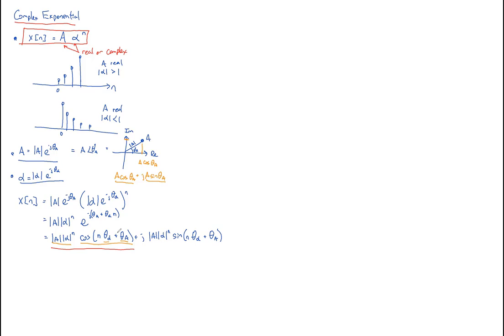So I want you to be able to see that in your mind, that this thing has a lot of different possibilities. The real part of x of n, this whole first part, could look something like a cosine if the magnitude of your alpha is equal to 1. That's all that it would take. And it would then have a frequency proportional to the angle of your alpha.